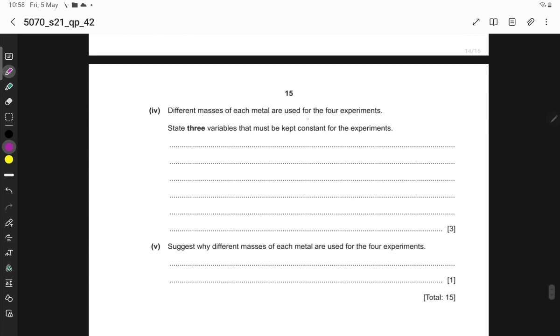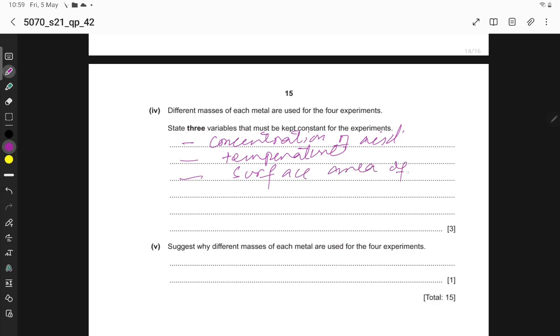Different masses of each metal are used for the 4 experiments. State 3 variables that must be kept constant for the experiments. Concentration of acid, temperature, and surface area of metal.